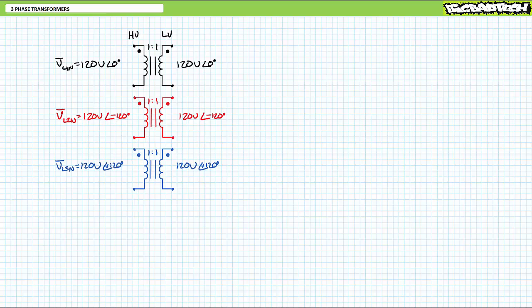This way we can concentrate on some of the cool phase shift properties we're about to observe without getting lost in details about changes in magnitude. Consider three independent single-phase transformers with a 1-to-1 turns ratio, each being fed one line-to-neutral phase of a light industrial 120-volt line-to-neutral, 208-volt line-to-line, 60 Hz three-phase AC system: 120 volts at 0 degrees, 120 volts at negative 120 degrees, and 120 volts at 120 degrees.